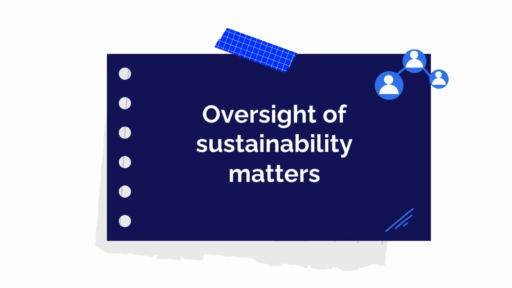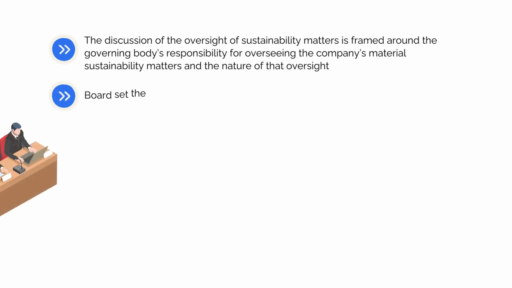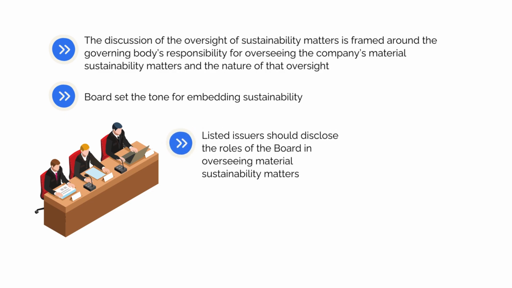In the third edition of the Bursa Malaysia Sustainability Reporting Guide, the discussion of the oversight of sustainability matters is framed around the governing body's responsibility for overseeing the company's material sustainability matters and the nature of that oversight. Board sets the tone for embedding sustainability into the organizational culture. To demonstrate accountability, listed issuers should disclose the roles of the board in overseeing material sustainability matters. This includes but is not limited to strategies, priorities, and targets.